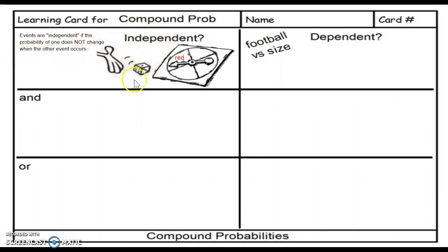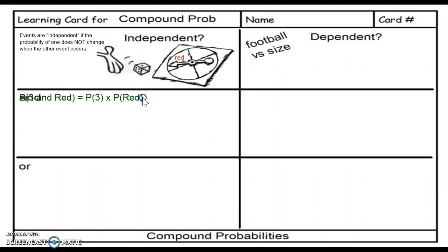So we're going to look at, first of all, rolling a die and spinning a spinner. These two events are independent of each other because the probability of rolling, let's say, a 3 and the probability of spinning a red, let's just say that these other 3 spots are different colors, those are independent of each other. If I spin a red, it's not going to change the probability of rolling a 3. If I spin a 3, it's not going to change the probability of rolling a red. So we say that those two events are independent.